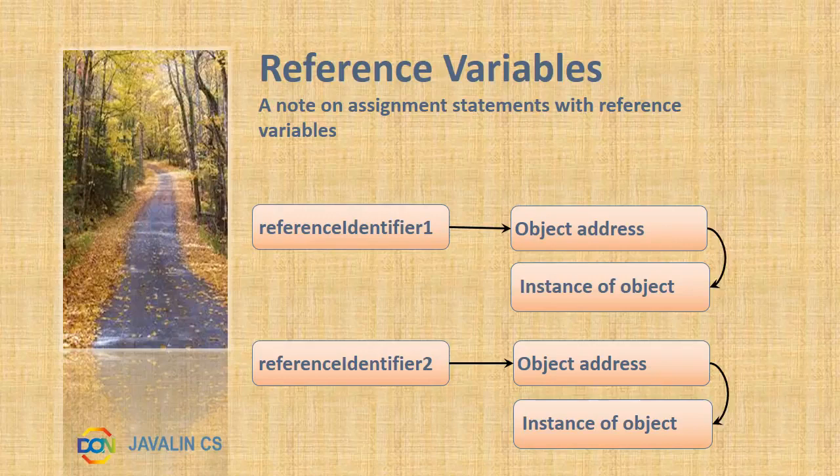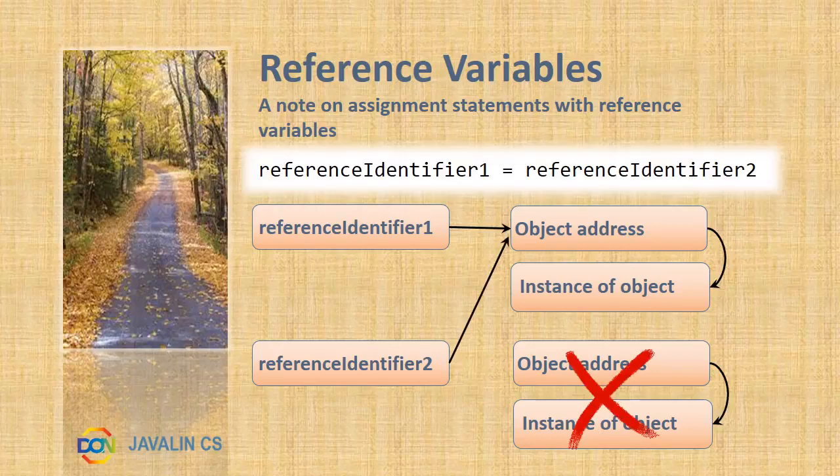It's important to understand how assignment statements work with reference variables. Let's look at this example. We have two different identifiers here, each addressing or referencing two different objects. Okay, looking at this assignment statement, if identifier 1 and identifier 2 were primitive variables, then obviously that statement would result in two different variables of equal value.